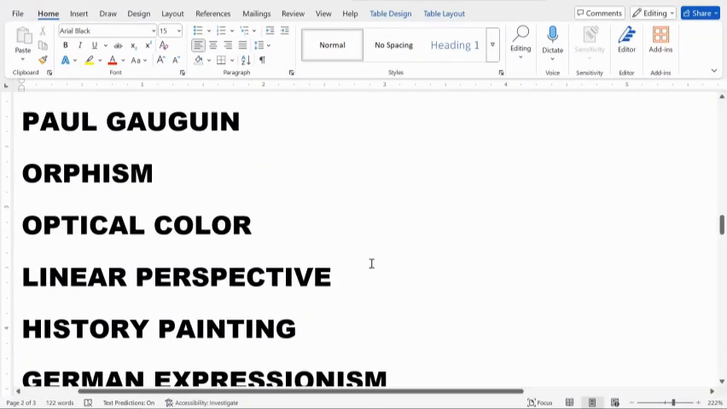All right, Paul Gauguin. He was influential on Fauvism.